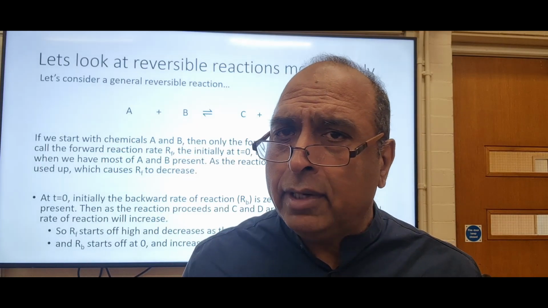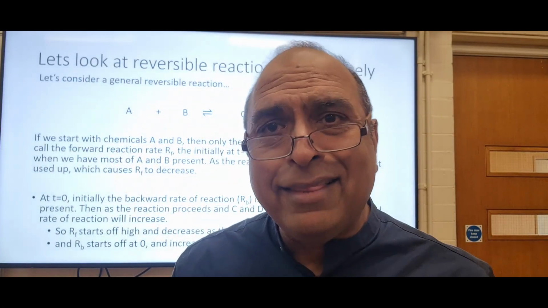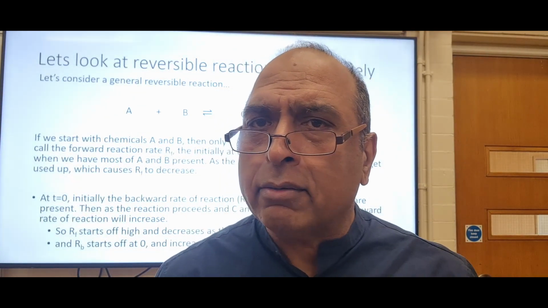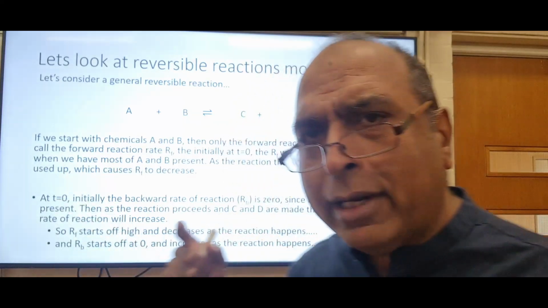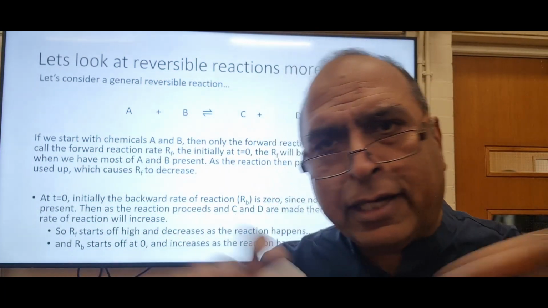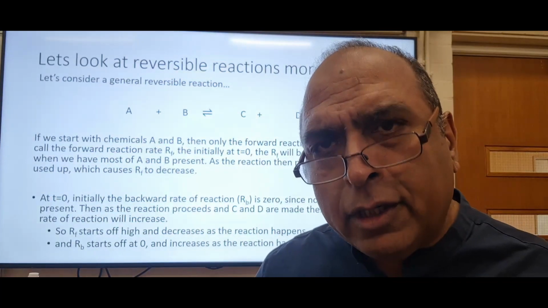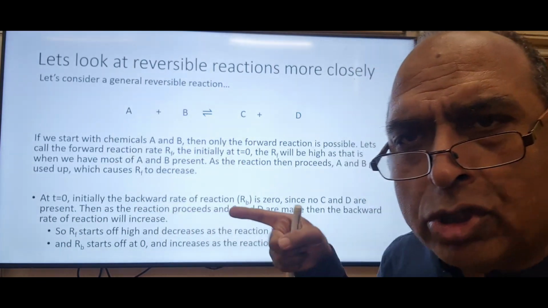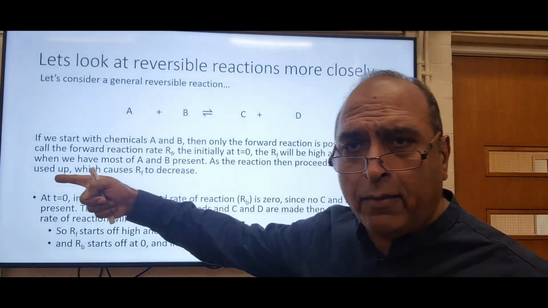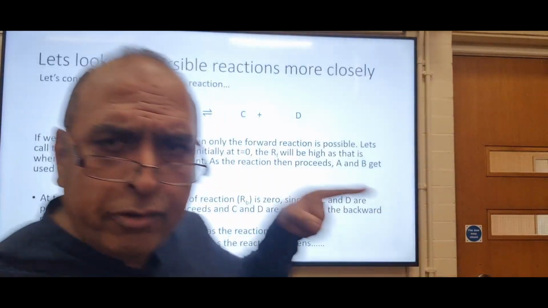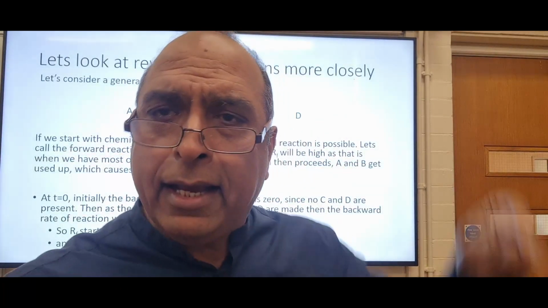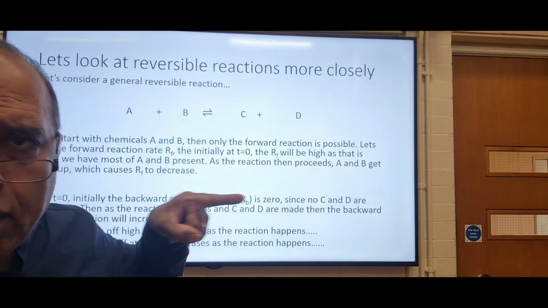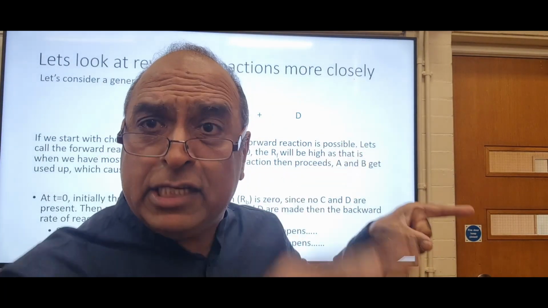So when you start the reaction, rate forward is going on. Rate backward is 0. After a couple of seconds, you'll make some C and D. If C and D are made, then there's a backward reaction. So the backward reaction starts soon after the chemicals are mixed. And the backward reaction then gets faster and faster as more and more C and D are made. So the forward reaction starts off high and goes down.